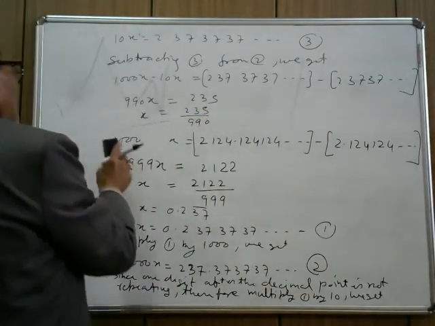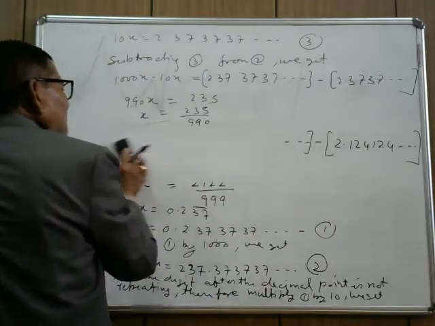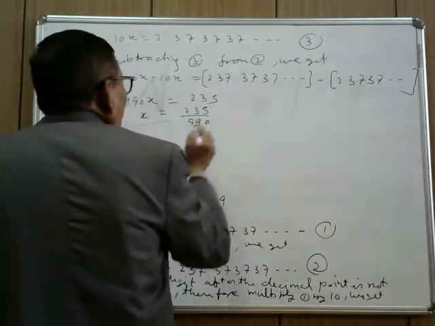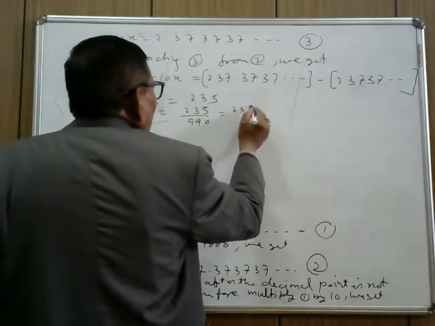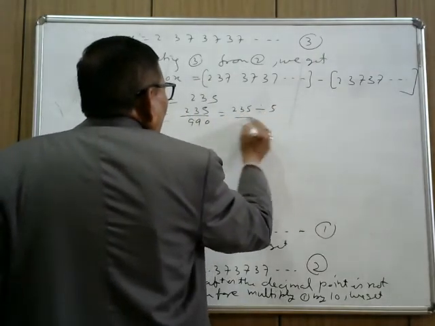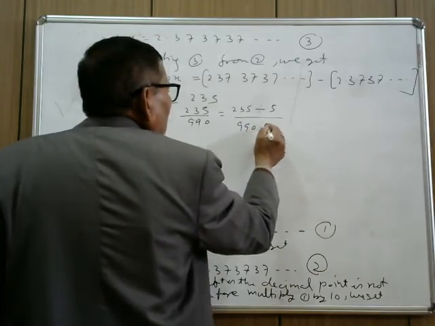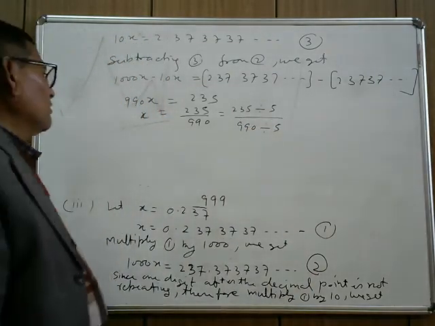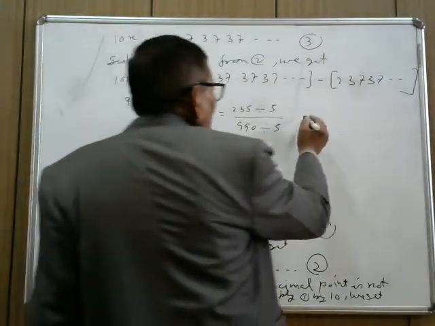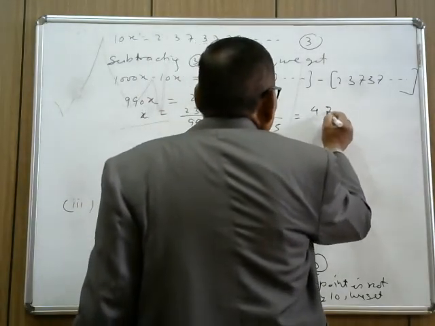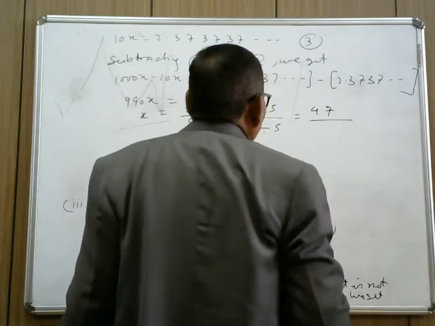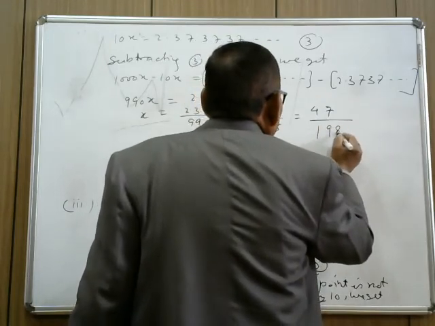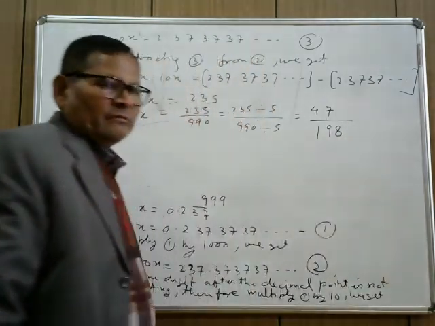Now you divide its numerator and denominator by their common factor. So you divide 235 by 5 and 990 by 5, because 5 is the highest common factor of 235 and 990. You will get that x is equal to 47 upon 198. That's all. Thank you.